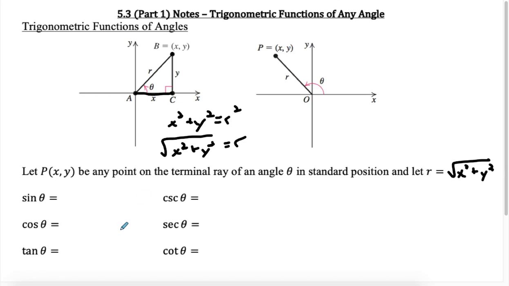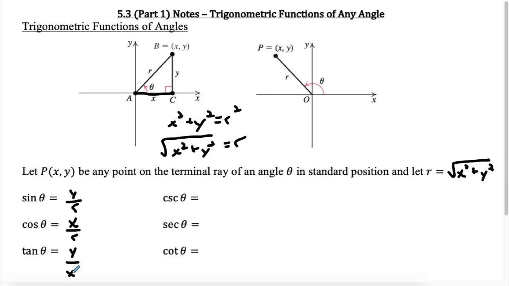So we can still define all six trig functions here. Similarly to what we did before, we're just going to be using this coordinate point. So the sine of theta would be opposite over hypotenuse. That would be y over r. The cosine would be the adjacent side over the hypotenuse. That would be x over r. The tangent would be opposite over adjacent, so y over x.